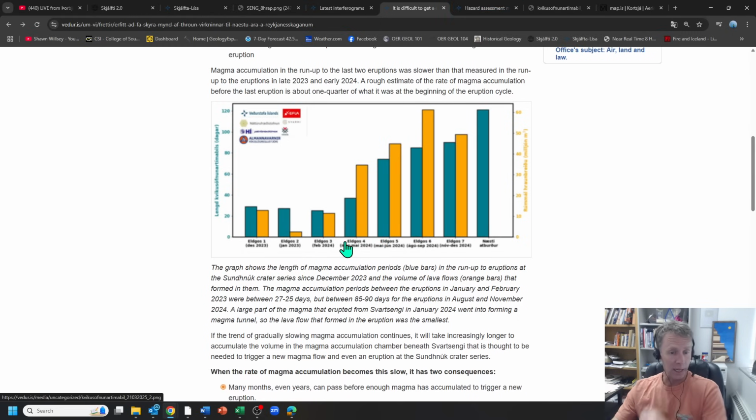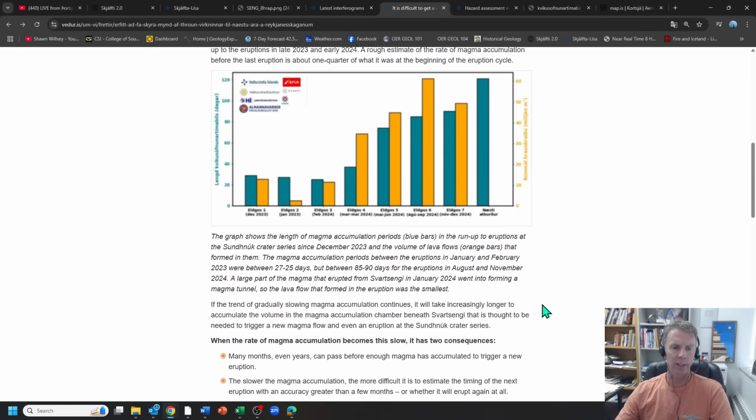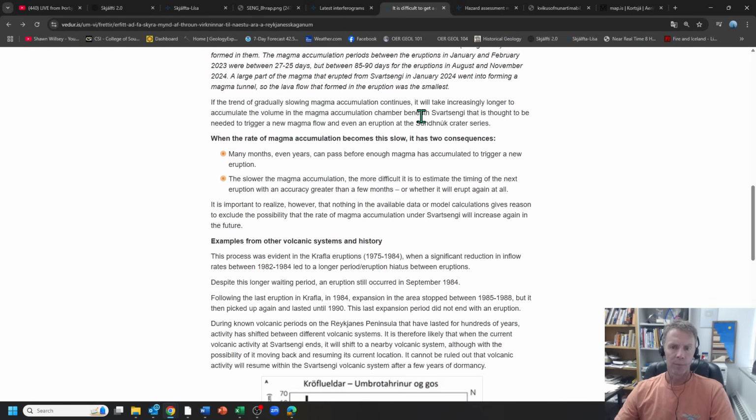Continuing on with the update, and I'm not sure how much of this I'm going to cover because again it's quite a lot of discussion here in text. If the trend of gradually slowing magma accumulation continues, it will take increasingly longer to accumulate the magma beneath Svartsengi that is thought to be needed to trigger a new magma flow and even an eruption. When the rate of magma is slow, it has two consequences, and we kind of covered this in the graph, but let's see what they put here. Many months, even years can pass before enough magma is accumulated to trigger a new eruption.